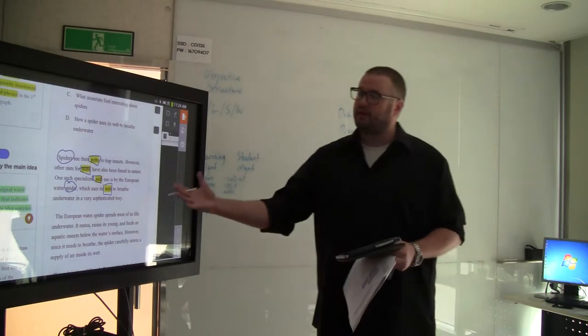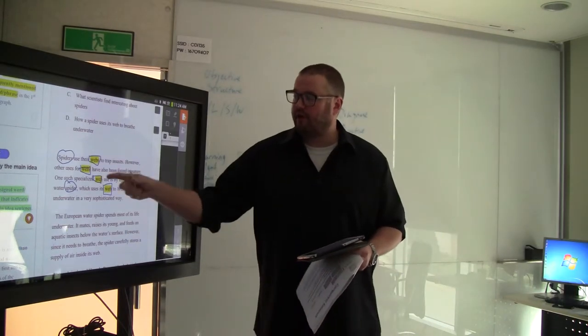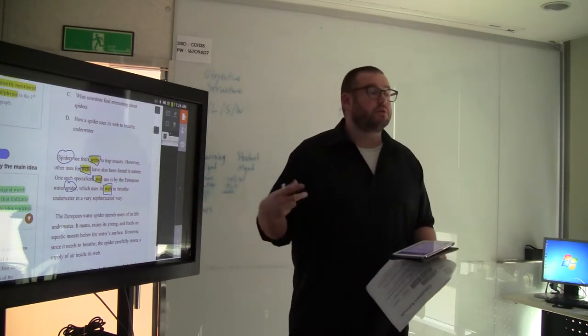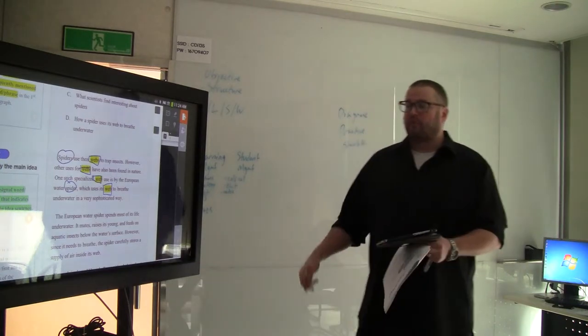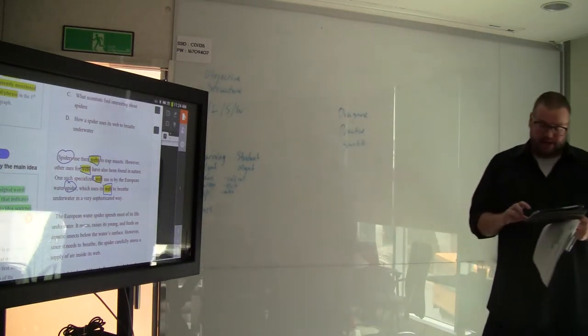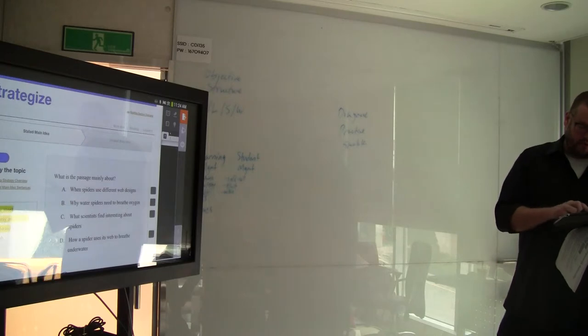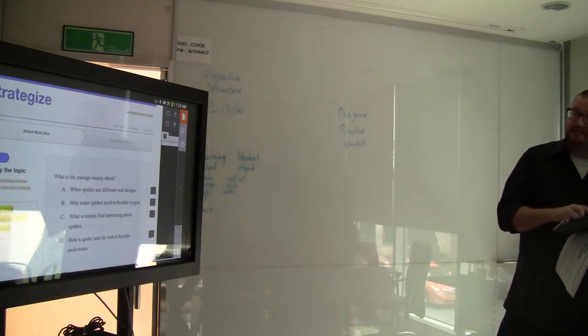So once we've identified what we think is the topic, we're trying to figure out specifically what they're saying about webs. So what we're looking for here is a signal word or phrase that indicates the main idea sentence. So what we'd have here is signals of main idea sentences. And so maybe before we go on to that step, I would show them this.